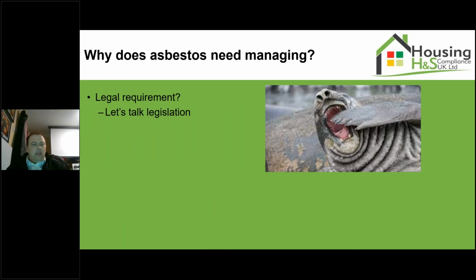So why do we need to manage asbestos? I think the first starting point when we look at it is the legislative requirements. So I've placed there, let's talk legislation, and then what I've considered is most people's reaction to that starting point, because the prospect of legislation is something that a lot of the time people balk at. But again, it's an integral part of asbestos management.